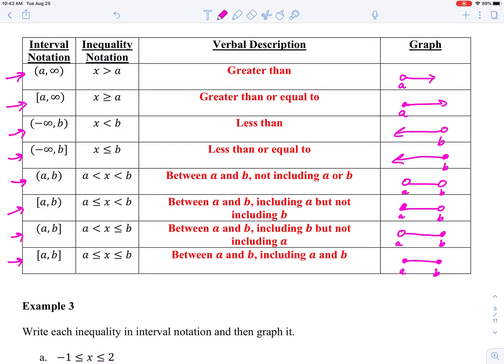Okay, these are important. This chart right here is very important for you to know. You should know those off the top of your head, so study them good.